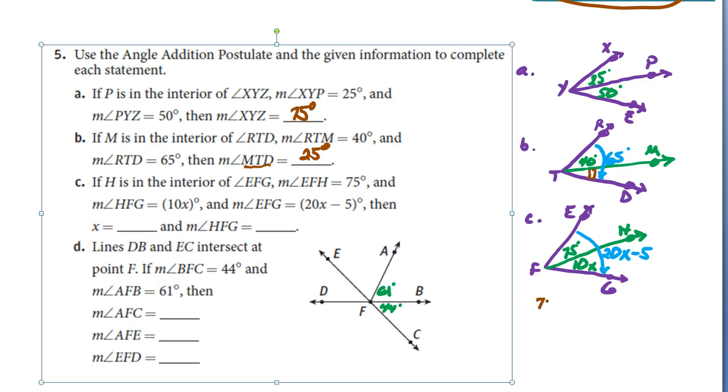So let's do that right here. 75 plus 10x equals 20x minus 5. If we hadn't drawn the picture, we could still get this, but it'd be a little harder to just think of this in our heads. Let's subtract the 10x so that we have 10x left on the right side, and we'll add the 5 over to the left side, creating 80. So dividing by 10, we have that x is equal to 8. That's one of the things we were asked.